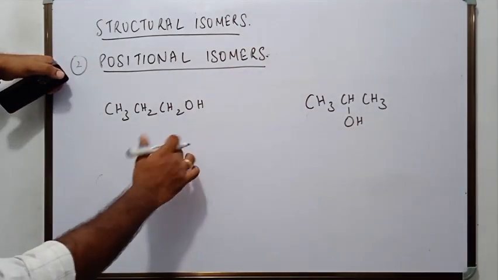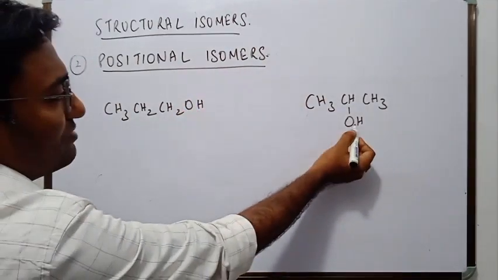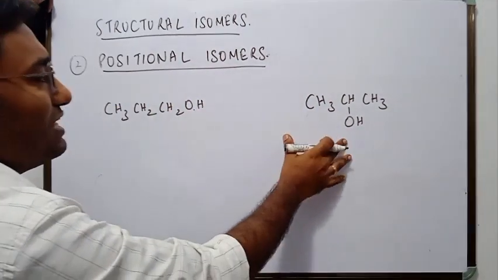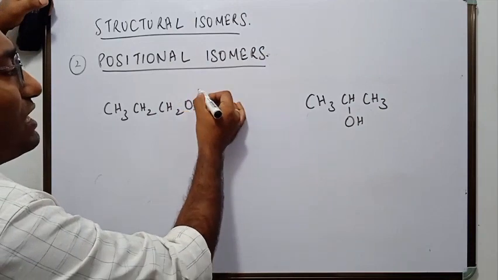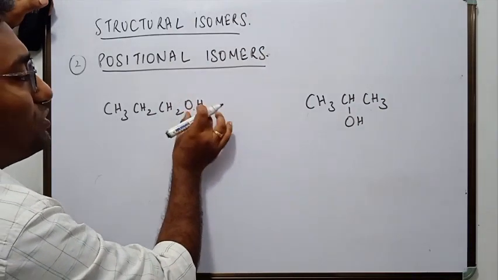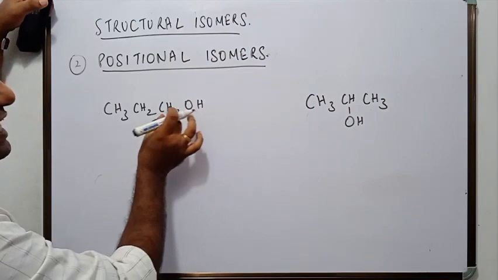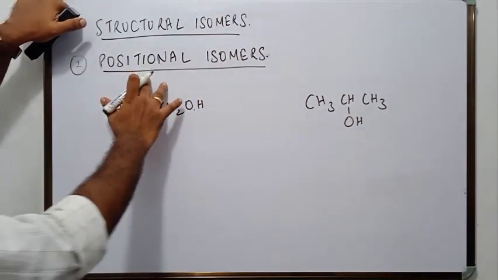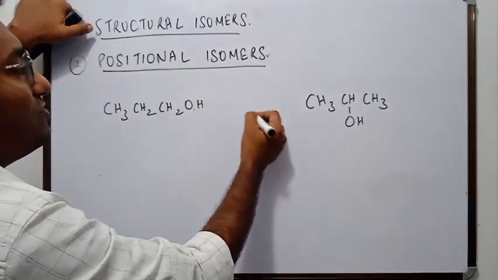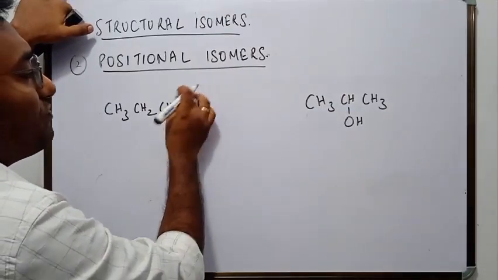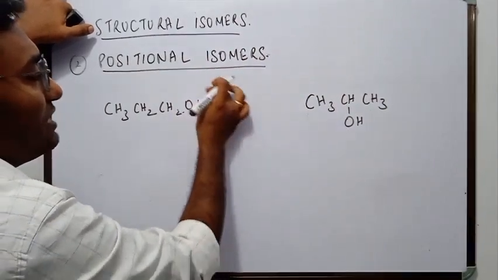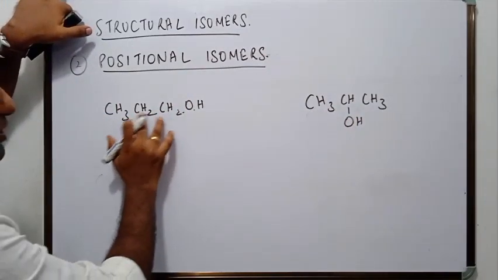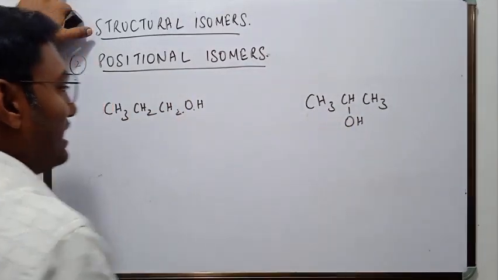The difference is the position of the functional group is different. Okay, so positional isomers are those isomers in which the position at which the substituent atom or the substituent group is attached to the carbon chain is different. The positional isomers are those isomers which differ in the position of the substituent group that is attached to the carbon chain. An example of this is N-propyl alcohol and isopropyl alcohol.